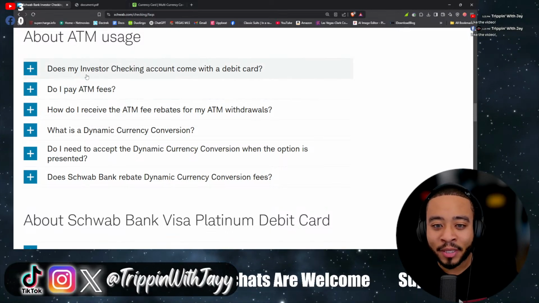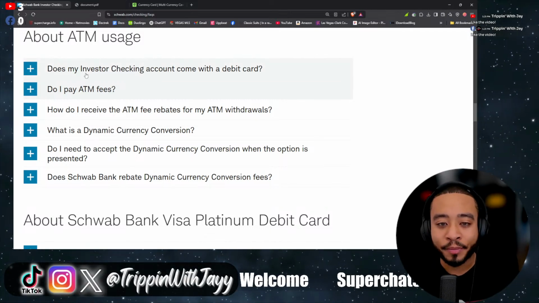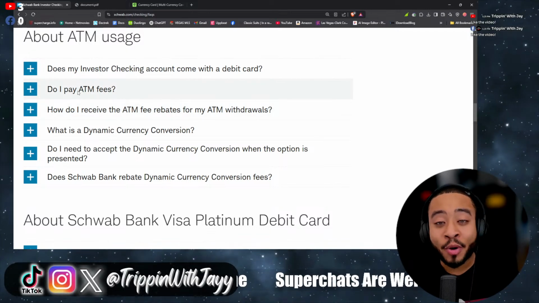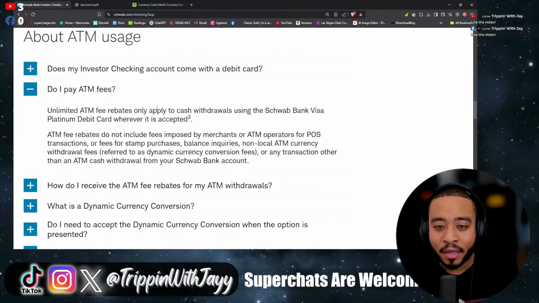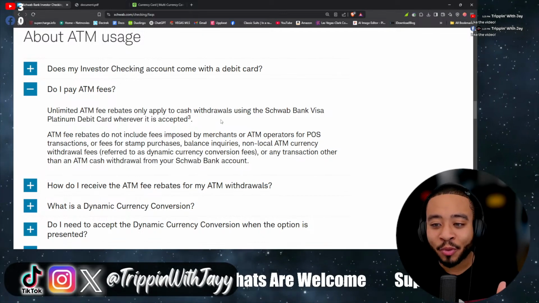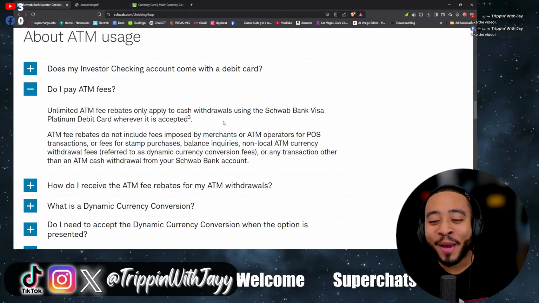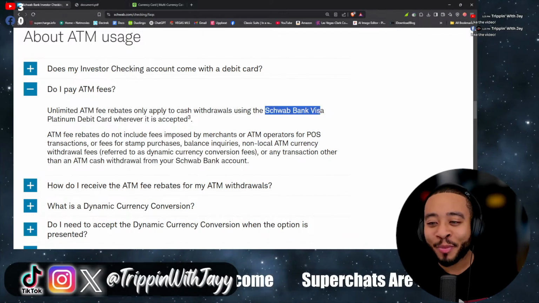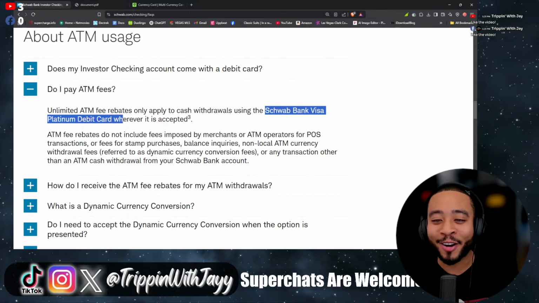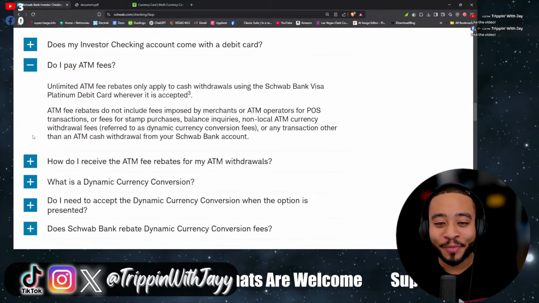So about the ATM usage. This section here may be actually very important. It comes with the debit card. So do I pay ATM fees? Unlimited ATM fee rebates only apply to cash withdrawals using the Schwab Bank Visa Platinum. Who makes up these names, bro? Schwab Bank Visa Platinum debit card, wherever it is accepted. We're just gonna call it the Schwab card, bro.